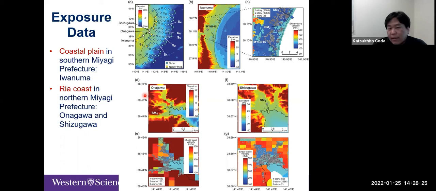So for that purpose, I considered two additional cities, Onagawa and Shizugawa, which are in the more jagged coastal area in the north of Tohoku. Onagawa is a bit north of Iwanuma, and farther north is Shizugawa, which is here. So it's a smaller area, and it's bounded by the mountains or hills.